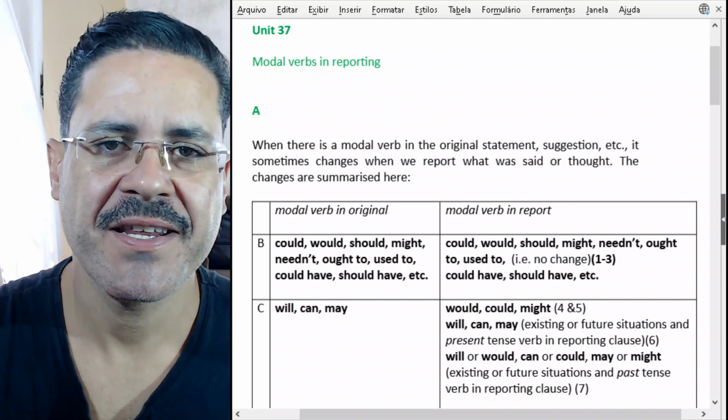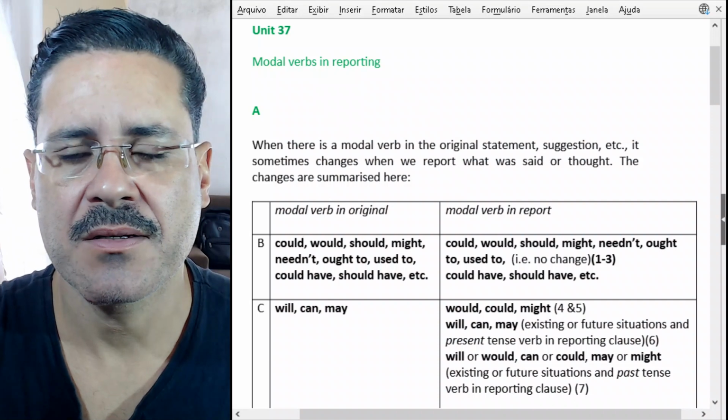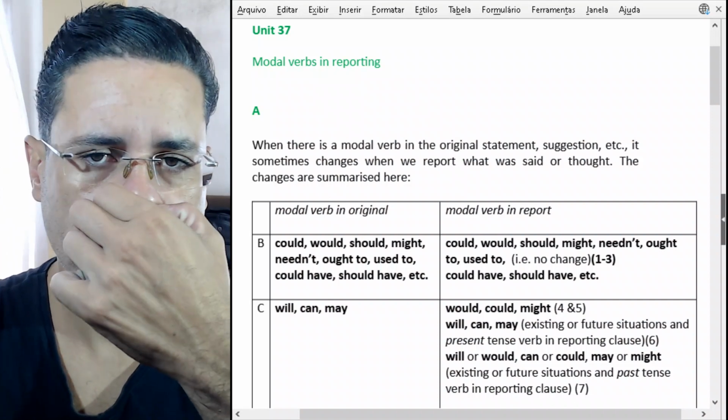This is Unit 37 out of 100, which is the number that I expected you to reach with your support.